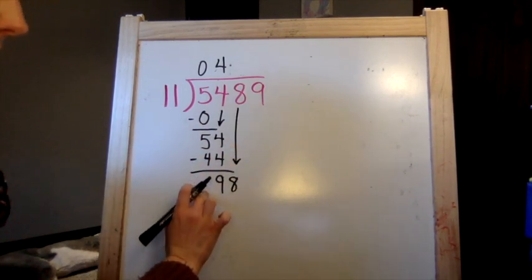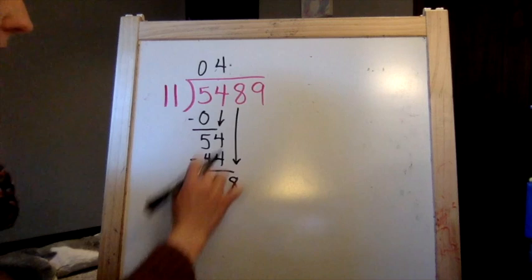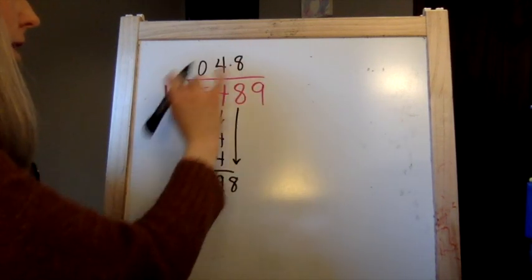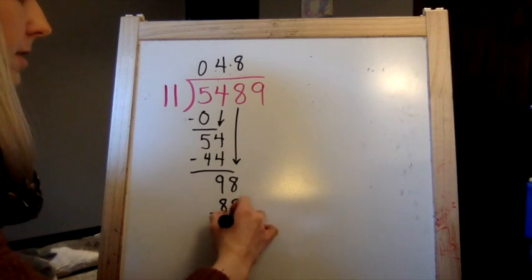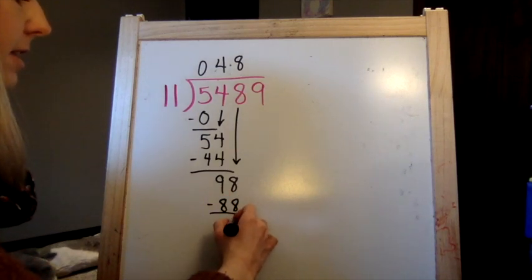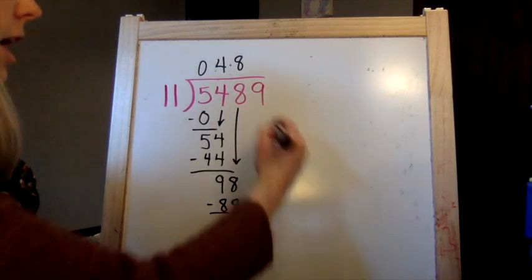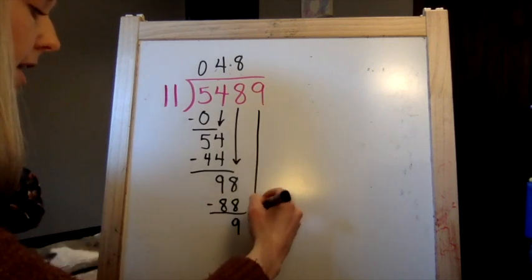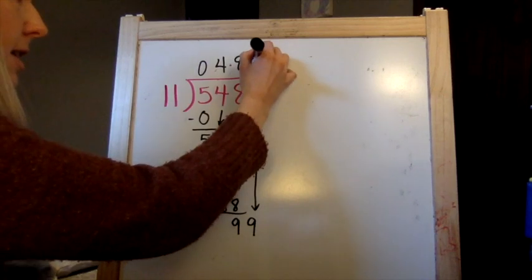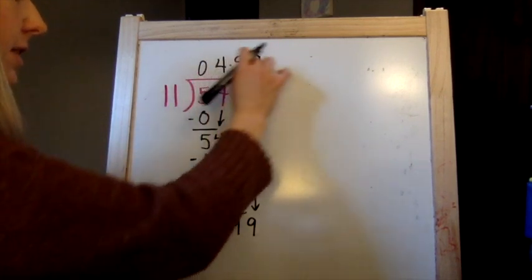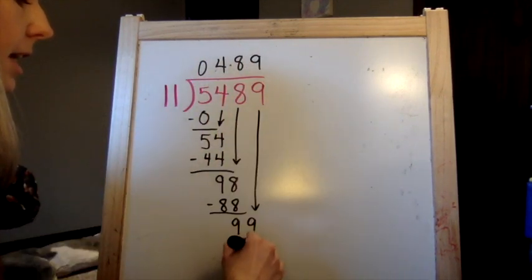11 goes into 98 8 times. 11 times 8 is 88. Subtract to find the difference. The difference is 9. I bring down this other 9. 11 goes into 99 9 times. 11 times 9 is 99. Subtract to find a difference of 0.